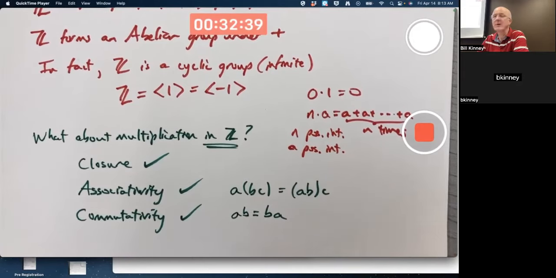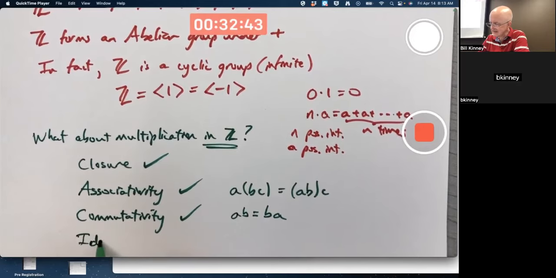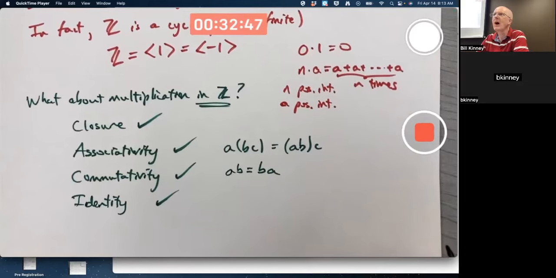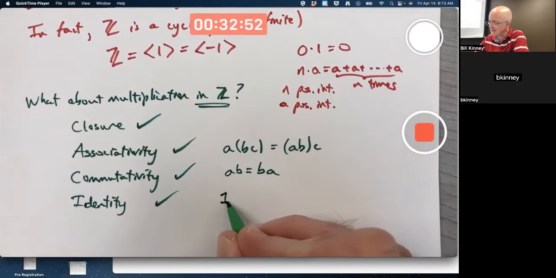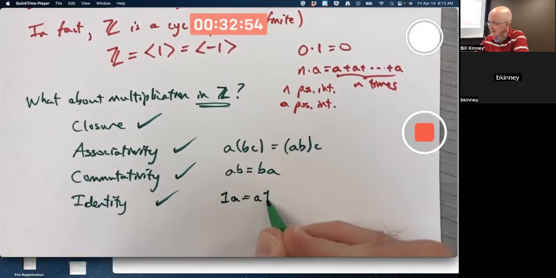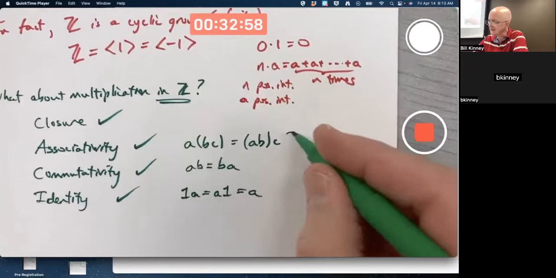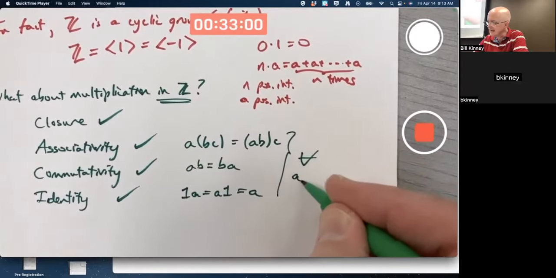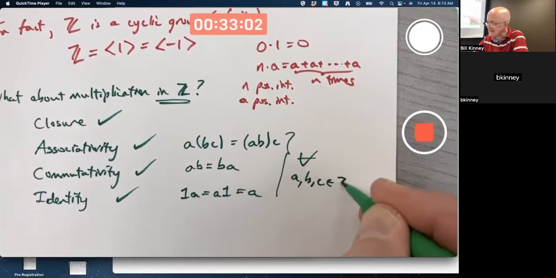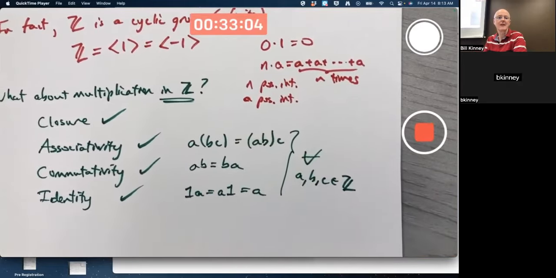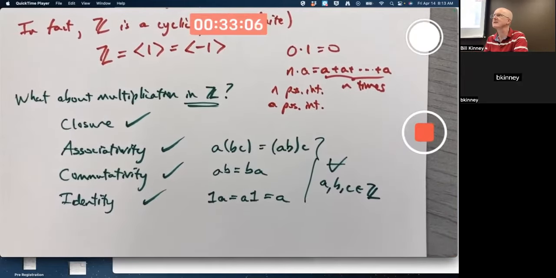We have a multiplicative identity. Right? The number 1 is a multiplicative identity. 1 times a equals a times 1 equals a. Yeah, this is for all a, b, c in Z. What about inverses?